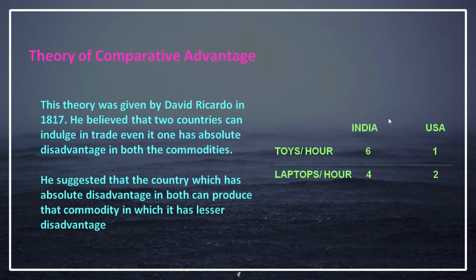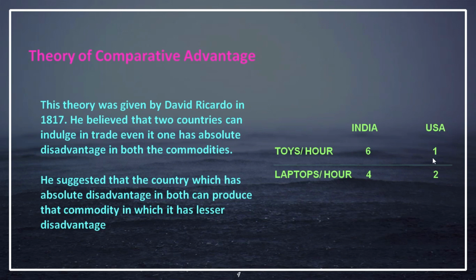See, we have two countries, India and USA. Let's say India is producing six toys in 1 hour, right? And USA is producing just one toy in 1 hour. When we talk about laptops, India is producing four laptops in 1 hour, whereas USA is producing two laptops in 1 hour, right? So we can see that India has an absolute advantage in both the commodities, right? And USA has an absolute disadvantage in both the commodities because it is producing both in more time, right?